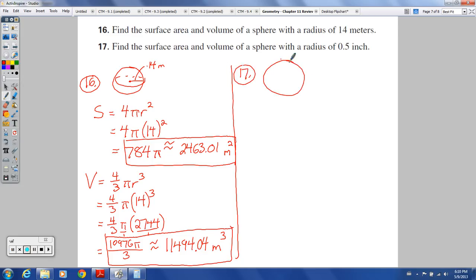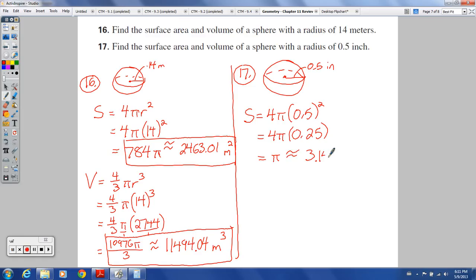For number 17, another quick drawing here to help us visualize. The radius is 0.5 inches right there. So surface area for something like this, you'd have 0.5 squared. 5 squared is 25, so 0.5 squared would be 0.25. And 0.25 times 4, it's like a quarter times 4, you'd have 1 whole. So for your answer, pi, which is approximately 3.14 rounded off to the nearest 2 decimals. 3.14, this would be in inches squared.